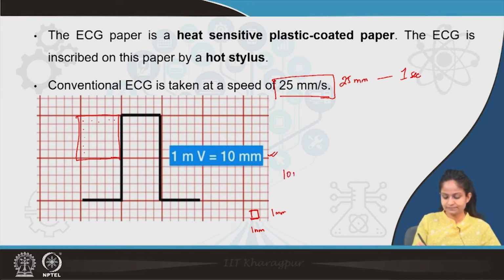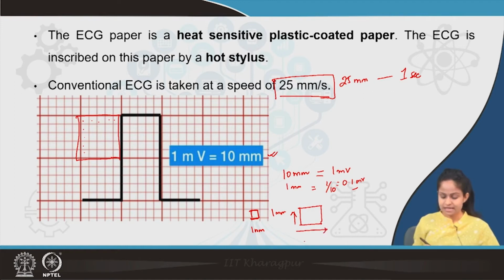The calibration is done in such a way that a voltage deflection of 1 millivolt will cause a deflection of the needle of 10 millimeter. That means 10 millimeter is giving a deflection of 1 millivolt. So, 1 millimeter will give a deflection of 1 by 10, that is 0.1 millivolt. So, vertically, if this is one small square, this is the vertical and this is the horizontal axis.